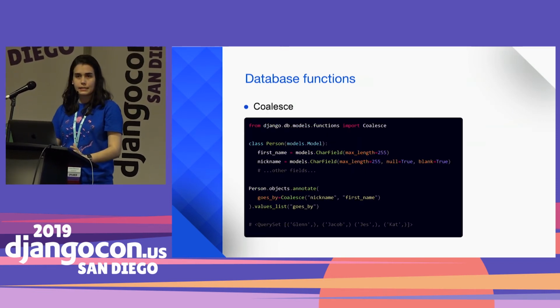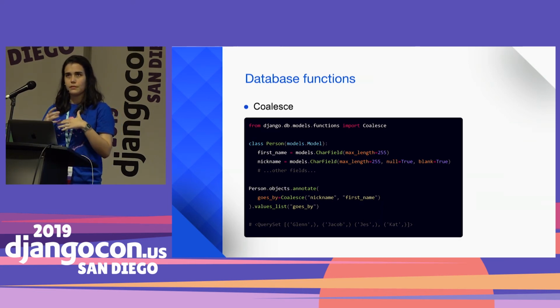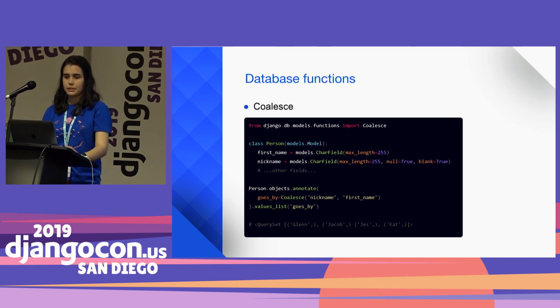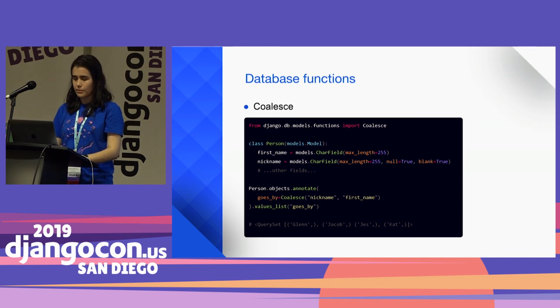Another great example is a database function called coalesce. It returns the first non-null value given at least 2 field names. For example, our person model has a nickname field, and if they have one, I want to show it. And if they don't, I want to just show the first name. And that works, but there's a pitfall. As I said, coalesce returns the first non-null value. If anyone has, for some reason, an empty string as a nickname, the annotation will return an empty string. That's not what I want.